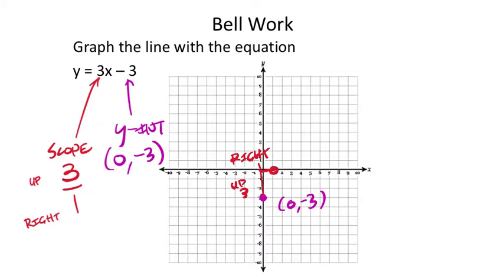And that tells me where my next point is. Now that's a stair step though, so I'm going to copy that stair step, up 3 to the right 1, up 3 to the right 1, up 3 to the right 1. And that tells me where the line is. But I can copy this backwards by going left 1 down 3 as well. Left 1 down 3, and that gives me my line.